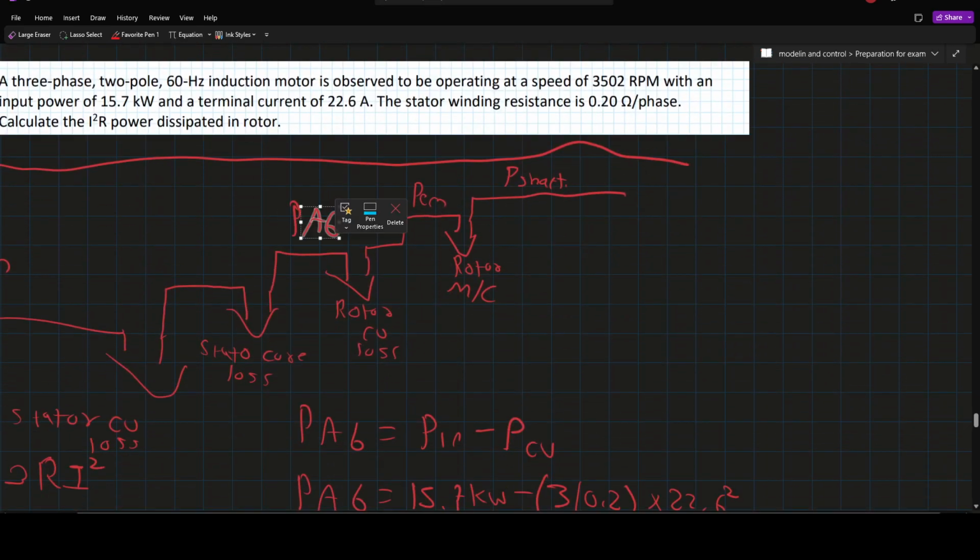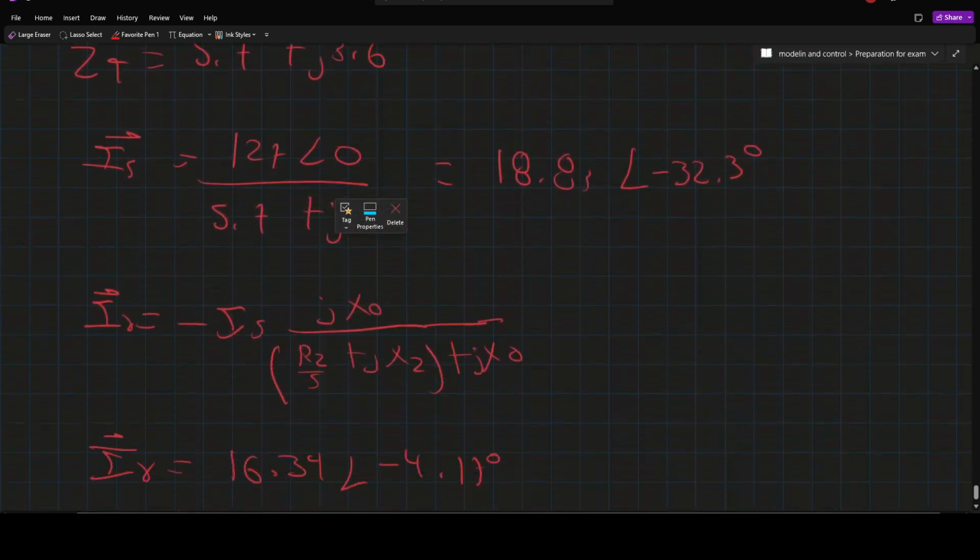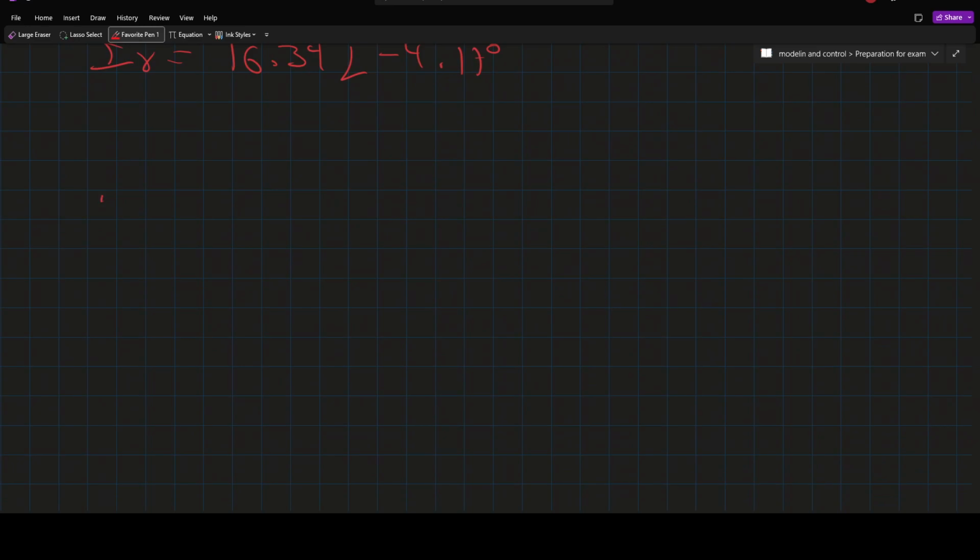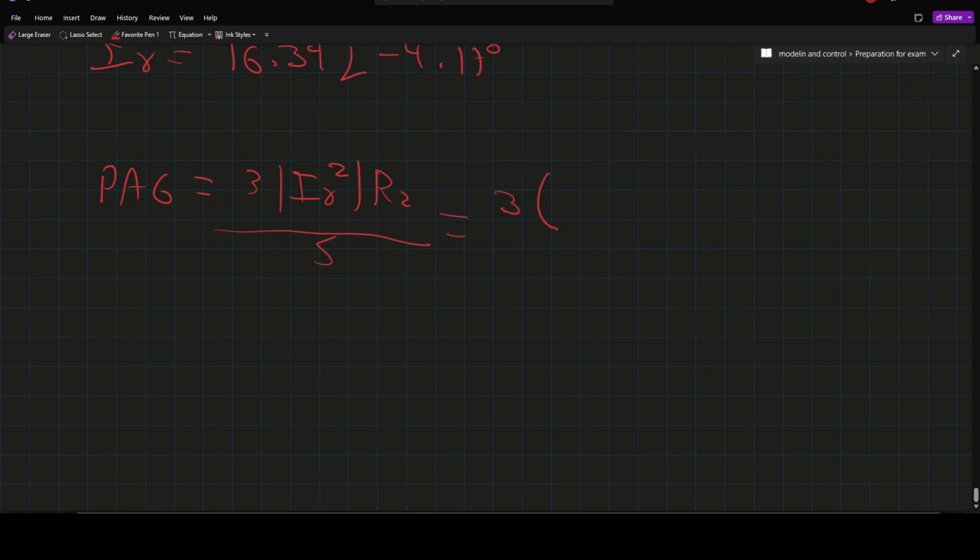So first, let's figure out our power in the air gap now that we have our current in the rotor. We know that the formula for the power in the air gap is equal to 3 times the magnitude of IR squared times R2 over S. We have all the values, so we can just plug them in. Squared times 7.2, 7.2 because it's divided by the slip. And this was 5,753 watts of air gap power.